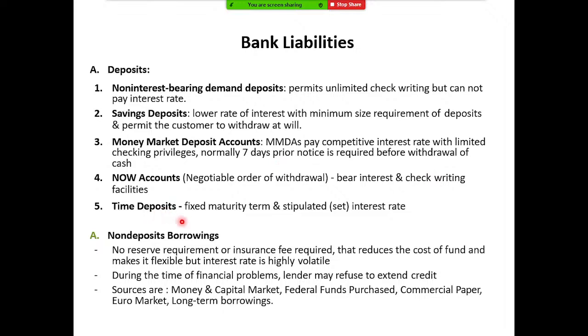And time deposits, normally we call them fixed deposits. They have a fixed maturity term and a stipulated set interest rate. A predetermined interest rate is given. For example, 1 year interest rate 15%, 5 years interest rate is 16%, like that.